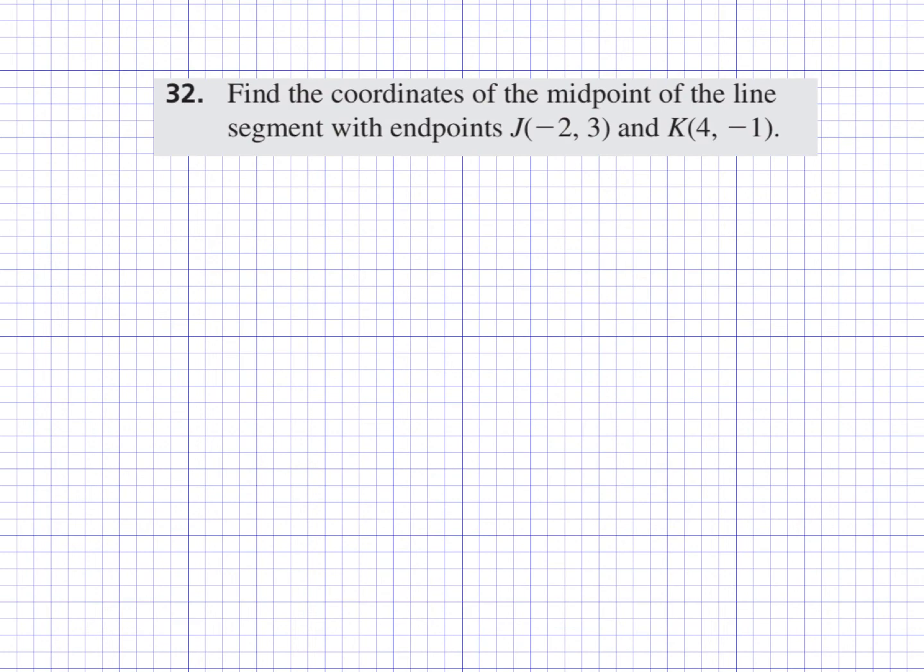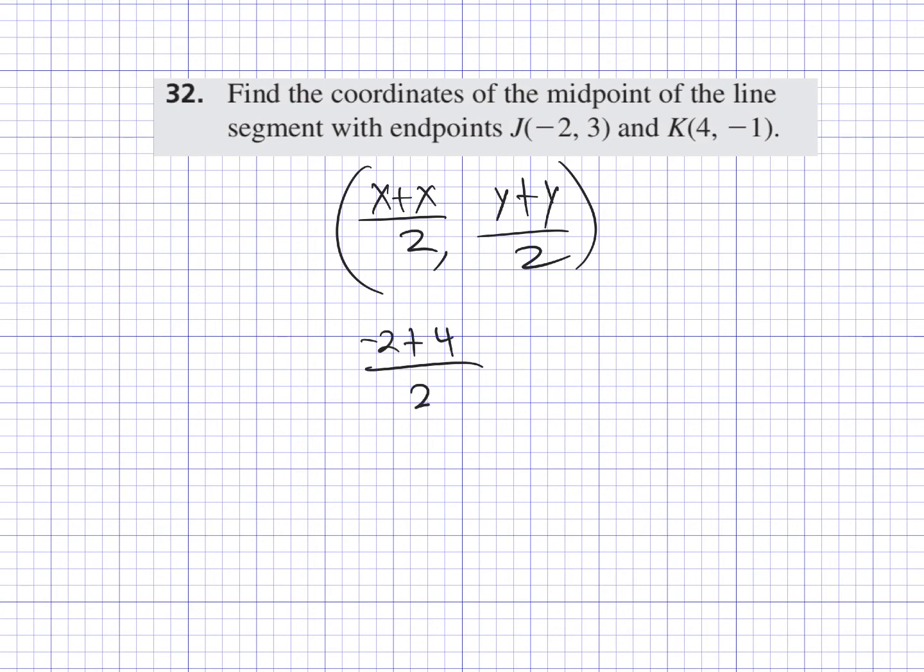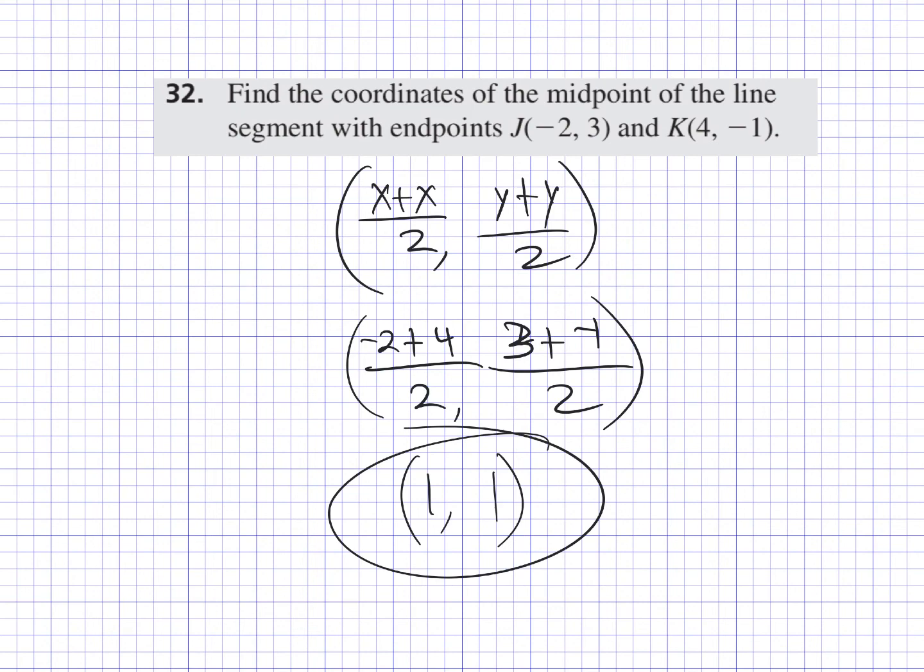Find the coordinates of the midpoint of the line segment. Okay, so midpoint again is x plus x over 2 and y plus y over 2. So negative 2 plus 4 over 2 and 3 plus negative 1 over 2. And we get 2 over 2 or 1 and 2 over 2 or 1. So 1, 1 would be the midpoint.